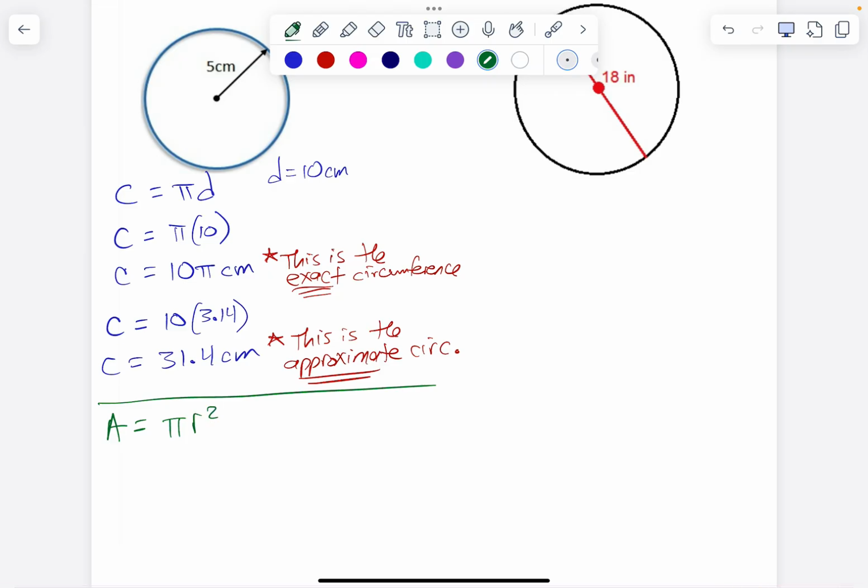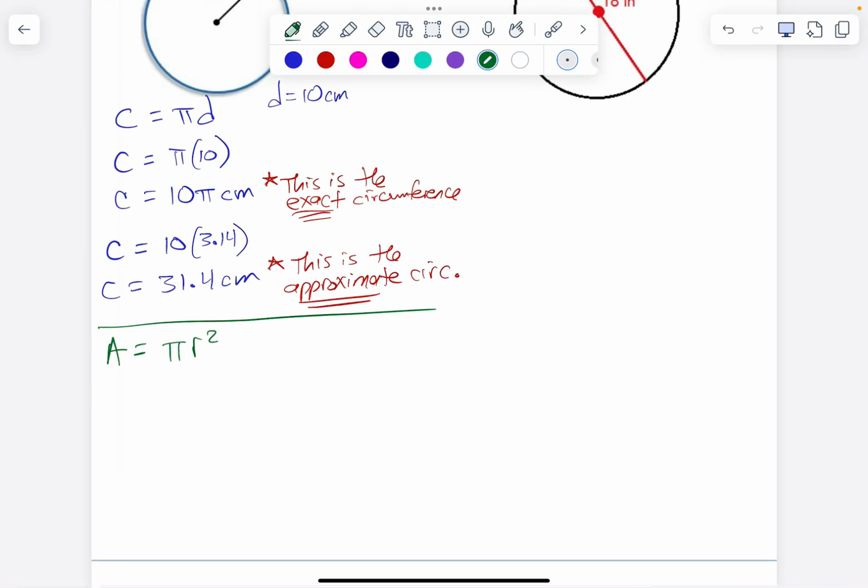Okay, we can do the same thing with area. So pi r squared for area. A equals, make sure you're writing both sides down. Pi, the radius was given in this case. So 25 pi. What do we label area? Centimeters squared. So squared units for area, measured in squares. This is the exact area.